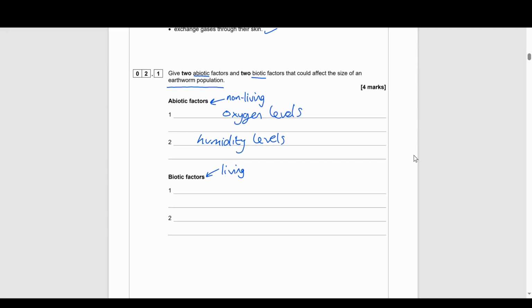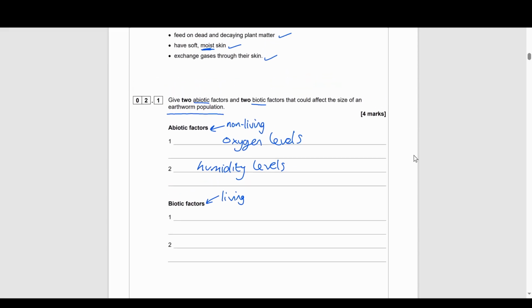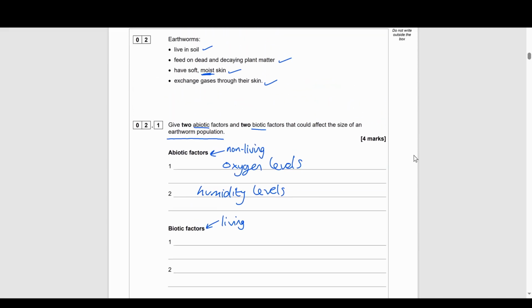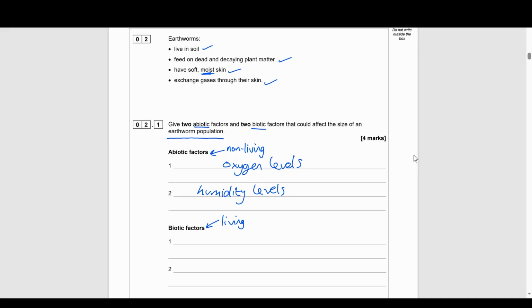Biotic factors. So what may be living that may affect the amount of population of earthworms? Well, earthworms are part of a food chain or food web, so they are unfortunately going to be preyed upon by predators. So the presence of predators is going to be a factor. If there are more predators, that means that there will be less of our earthworms.